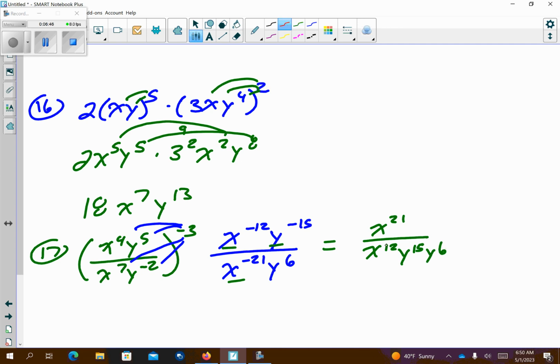So we're going to tug of war with the x's. Who wins between top and bottom? The top wins by 9. And then we're going to combine those together, so that gives me y to the 21st.